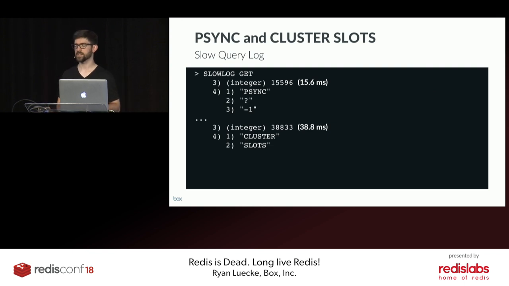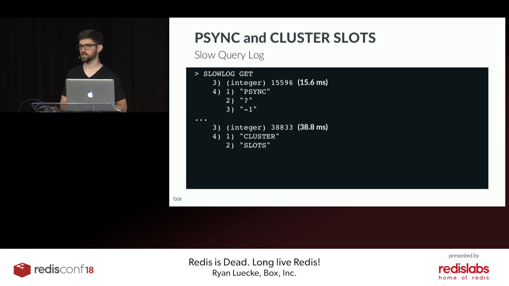Now, psync is an internal command that's used when Redis replicas are subscribing to a master. They're asking the master, hey, I'd like to synchronize or partially synchronize with you to get up to speed on my replication stream. Now, this takes a long time, 15 milliseconds, but it doesn't happen that often. So this isn't really going to be that impactful. We have a limited number of replicas per master. This is not happening all the time. Cluster slots was taking 38 milliseconds.